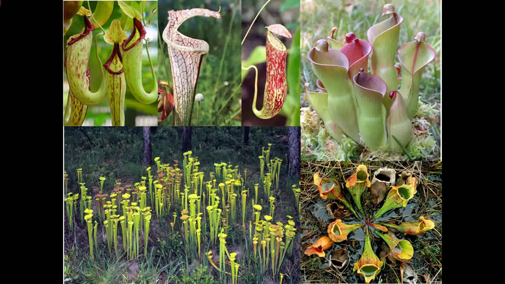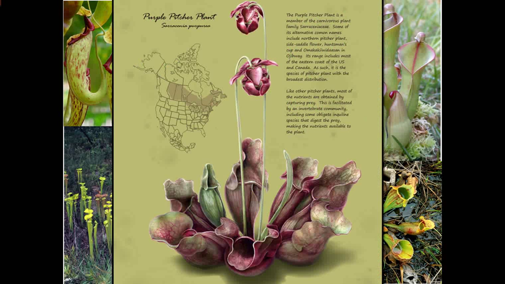Now, the species that we're going to be talking about today is called Sarracenia purpurea, and it's distributed all along the East Coast and throughout Canada. So it's a pretty widespread species.